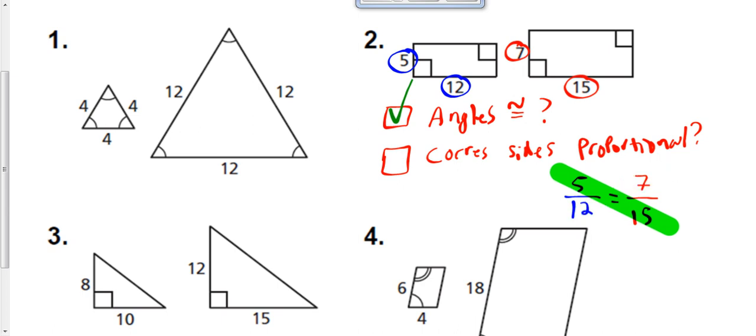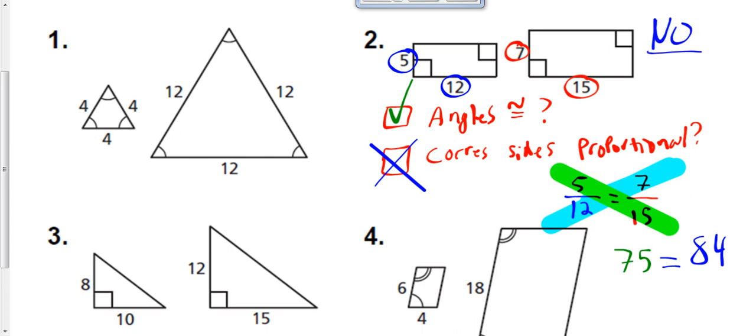So let's look at the two cross products separately. First we'll look at the green cross product. 5 times 15 is 75. Then we'll look at the yellow cross product, but I want to change that from yellow so I can use that color again. Let's use blue instead. So the blue cross product is 12 times 7, and that's 84. If that was equal, then we'd say corresponding sides are proportional, but they are not. So I'm going to put an X there and say no. These are not similar figures.